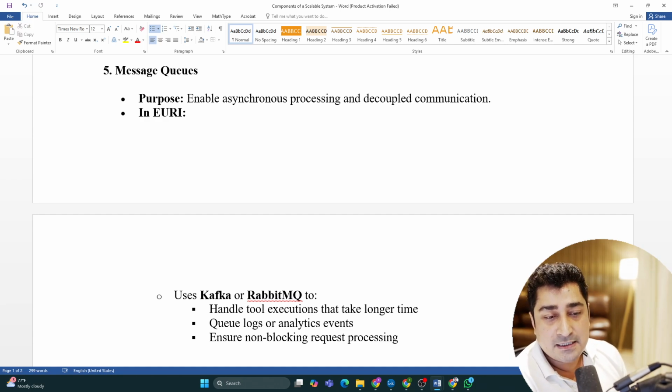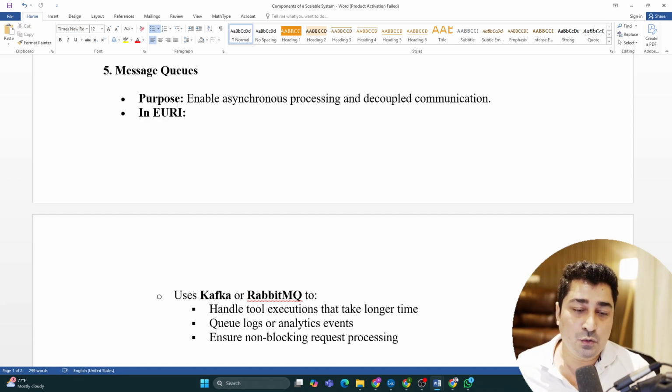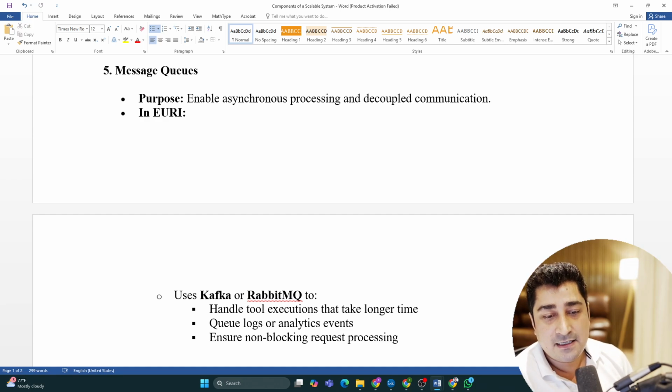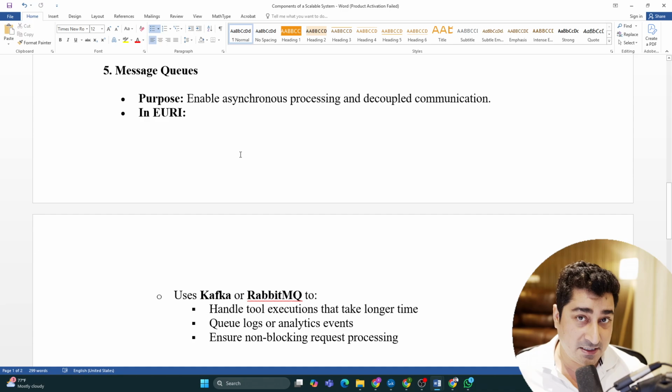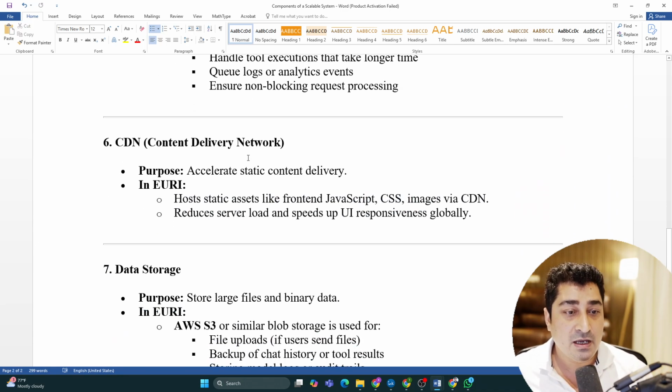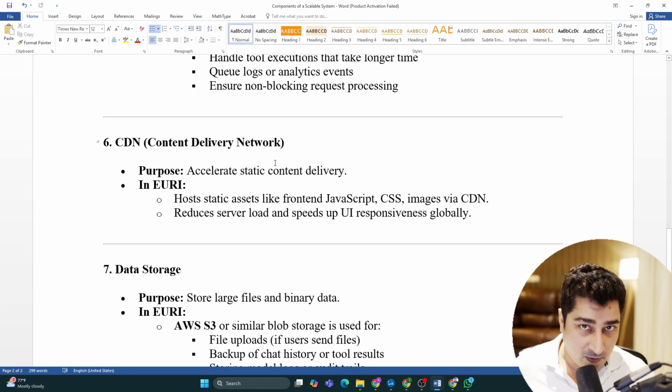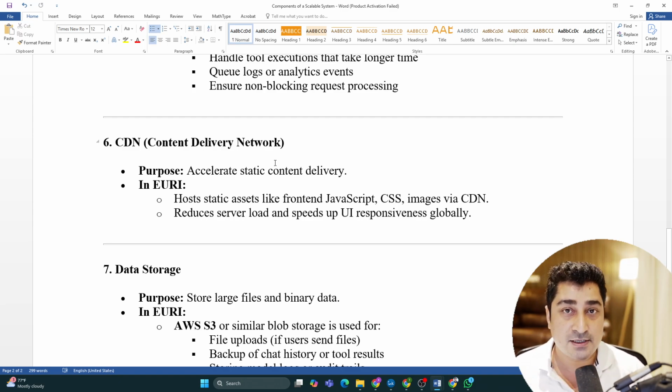Here, it will handle tool executions that take a longer time, and it will be able to queue all the logs and analytics events that we are generating to monitor our platform. These messaging layers ensure that, without blocking any request from the user side, the system should be able to give an answer. So this is where we use our messaging queue, and here we are using RabbitMQ.